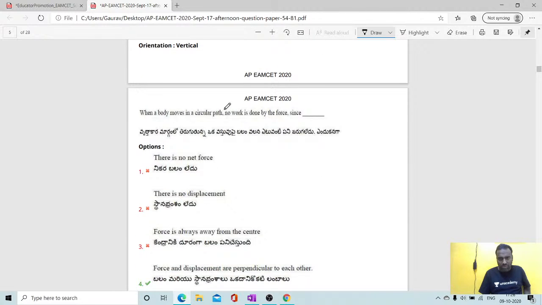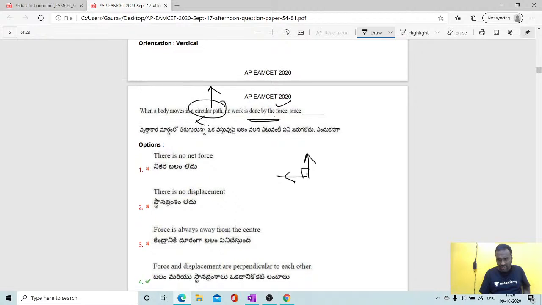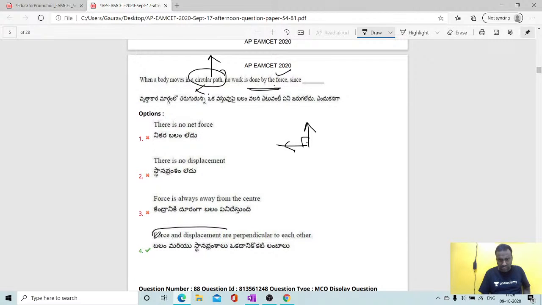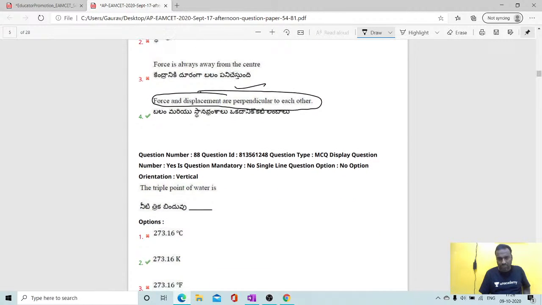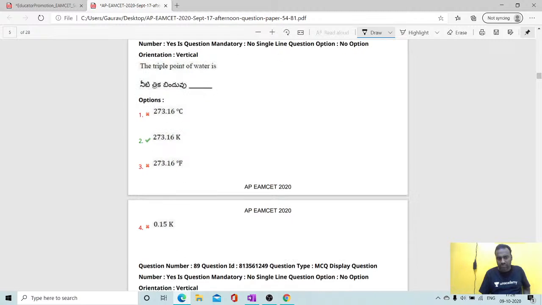When a body moves in a circular path, no work is done by this force. Why? Because in a circular path, the body experiences centripetal force. So the force always acts perpendicular to the displacement. So it is always equal to 0. So force and displacement are perpendicular to each other. So that is the reason the work done by this force is 0, we can say. Yes, students, it is anyhow a conceptual question, of course.